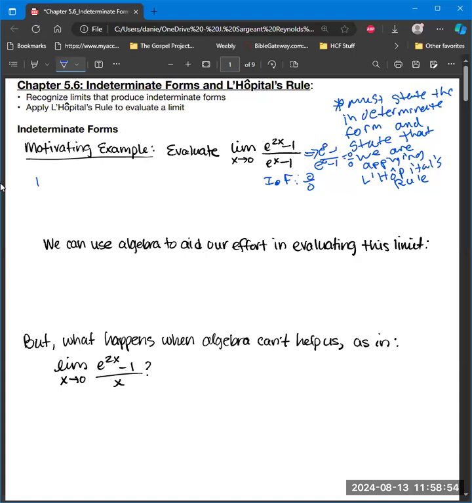So I see a difference of squares in the top there. Limit as x approaches 0, and I'm going to factor: e to the x plus 1 times e to the x minus 1, over e to the x minus 1. I'll factor that, and then this will be the same thing as the limit as x goes to 0 of e to the x plus 1, which is e to the 0 plus 1, which is 1 plus 1, which is 2.